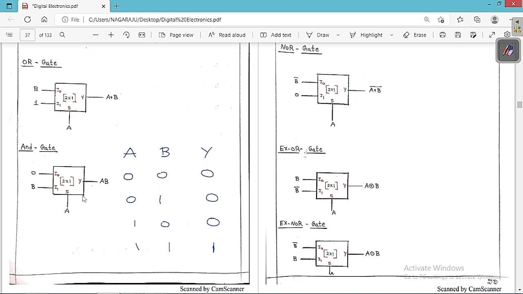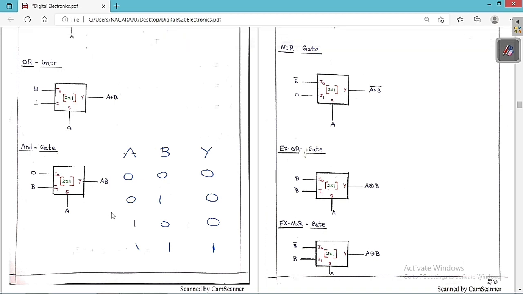Now if you write the expression, Y is equal to A bar into 0 plus A into B, you are going to get AB. Y is equal to AB. So we are going to build the AND gate with the help of this circuit, using a 2+1 mux.